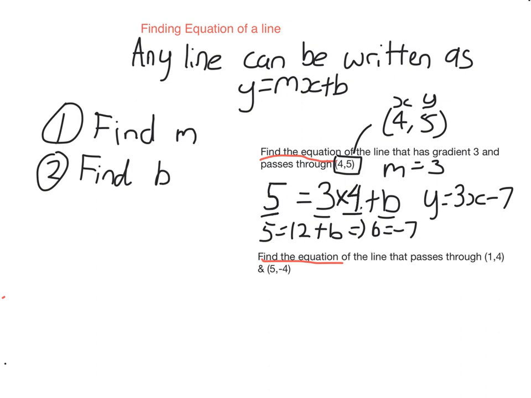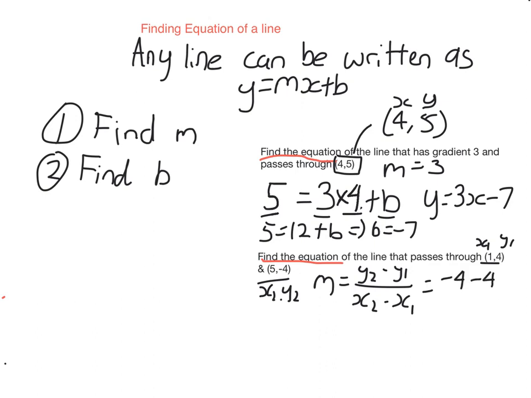For this one here, this is the hardest of all of them. I don't have a diagram, so I'm going to need to find the gradient. Now I could plot these points and draw a diagram and do it like the first example, but that's going to take a long time. So when you have 2 points, to find the gradient you use the 2-point formula, y2 minus y1 over x2 minus x1. Remember, the first point is x1, y1. The second point is x2, y2. So the gradient is y2 minus y1 over x2 minus x1.